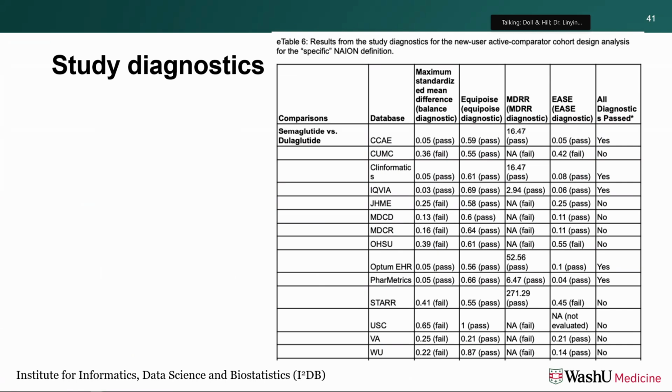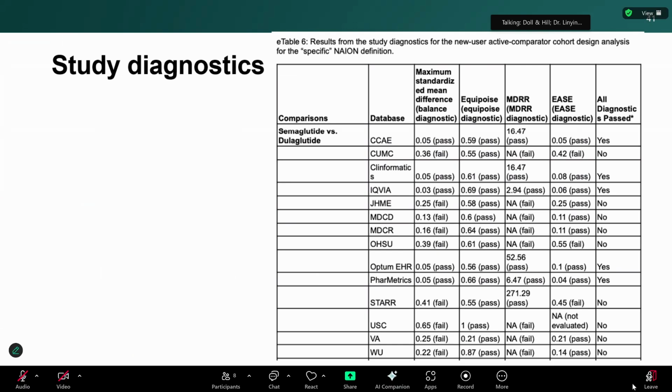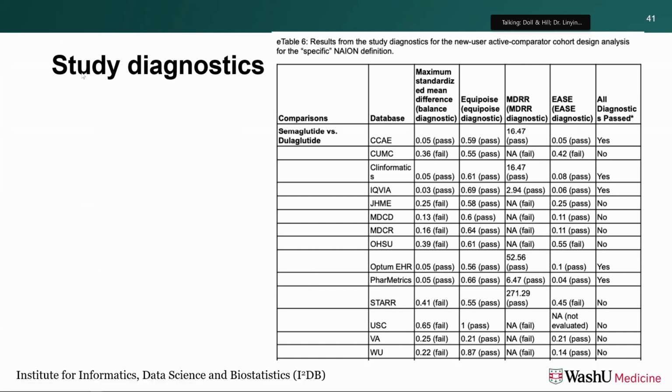Although we spend a lot of effort on the diagnostics, those don't often end up in the main manuscript that you publish in a clinical journal. But anyway, we still report them in the supplementary materials, and this is a snapshot of some of those diagnostics. You see the value of each diagnostic and whether the database has failed that diagnostic, for people who are interested.